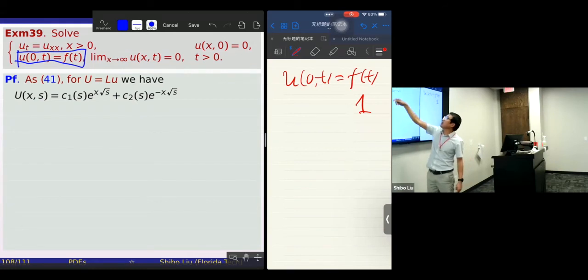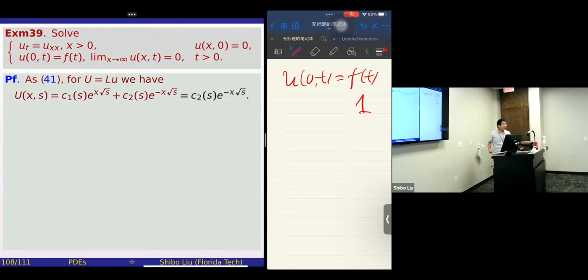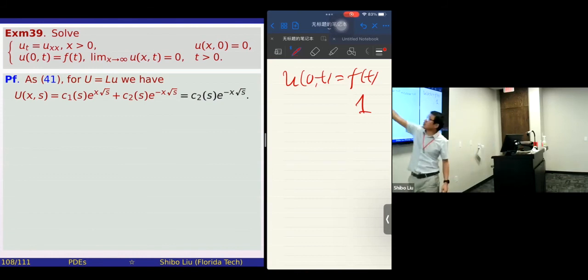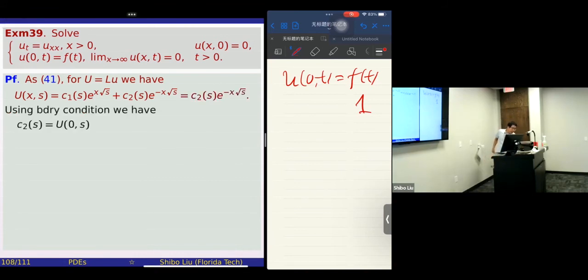We also know that because small u goes to 0 as x goes to infinity, therefore C1 has to be 0. Therefore, this equals C2, so we need to determine C2. Now we apply the boundary condition. Let x equal 0 in this equality. We see that C2 is capital U(0,s).